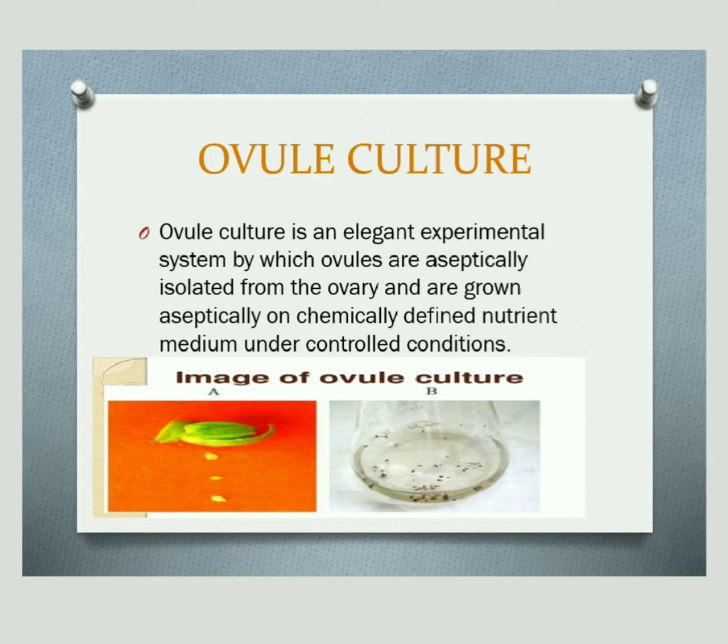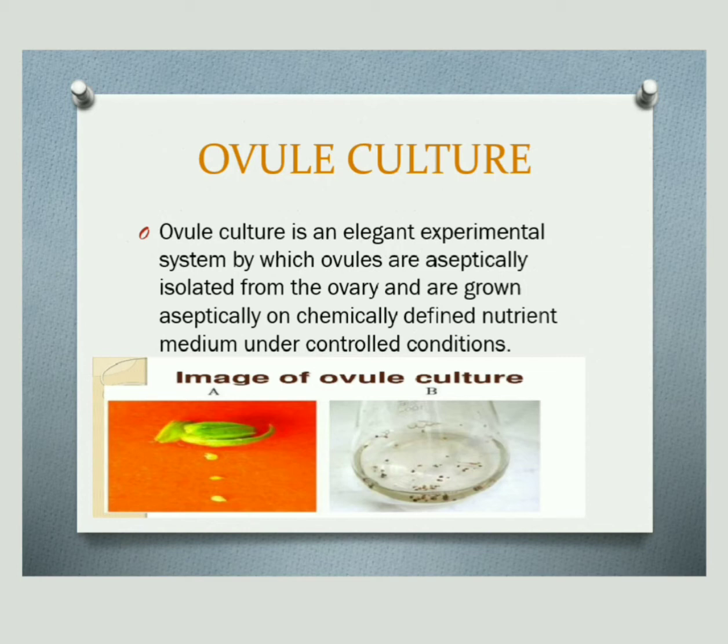Then ovary. The ovary is a part of the female reproductive organ of the flower, the gynoecium. It is the part of the pistil, the female reproductive organ. It is located above or below, at the base of the petals and sepals. The ovules are attached to the placenta of the ovary by a stalk-like structure, a filament called the funicle. So the ovules are present inside the ovary through a funicle.